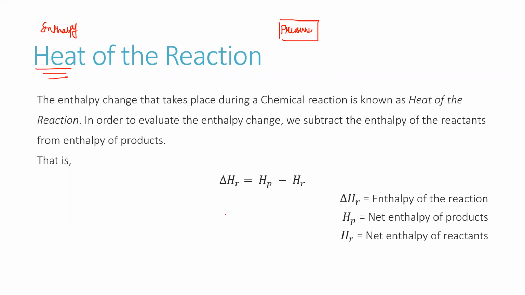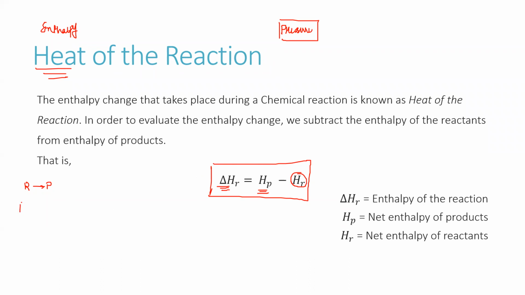So for the enthalpy change that is taking place in a particular reaction, let's say the reaction is reactants to products. In this case, the heat of the reaction would be equal to the enthalpy change, which is the enthalpy of products minus the enthalpy of the reactants. So this is the way you are going to calculate the enthalpy change of a particular reaction, or you can say the heat of a reaction.